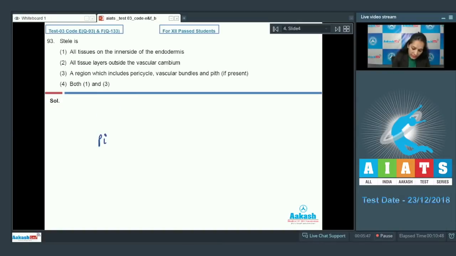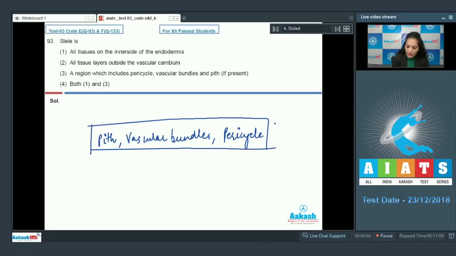So in the center it is pith, then you will find vascular bundles and then pericycle, and these 3 structures collectively form steel. So a region which includes pericycle, vascular bundles and pith if present, yes, it is steel. All tissue layers outside the vascular cambium? No, outside the vascular cambium the tissues form bark, not the steel. First, all tissues on the inner side of the endodermis. Yes, the tissues, pith, vascular bundles and pericycle, are present on the inner side of the endodermis. So they also constitute steel. So this is correct. So both 1 and 3 are correct. So the correct option for the given question is option number 4. Let's move on to the next question.